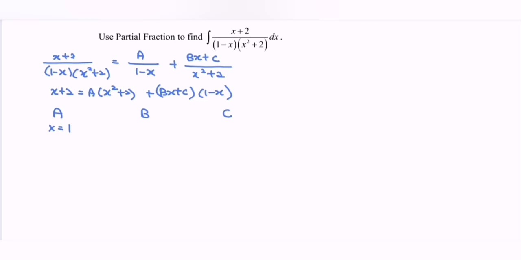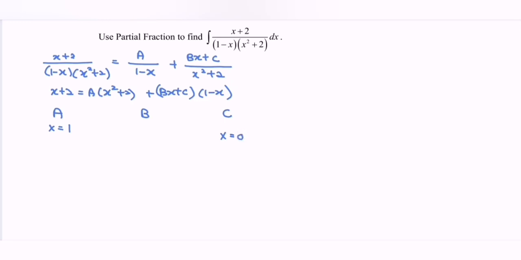Continue. Focus on B. Is it possible to eliminate A and C at the same time? The answer is no. Next, move on with C. Is it possible to eliminate A and B at the same time? The answer is no as well. So we can simply substitute any value.